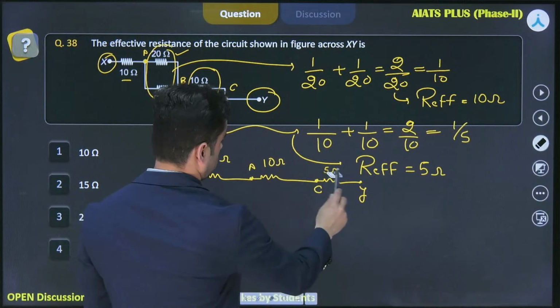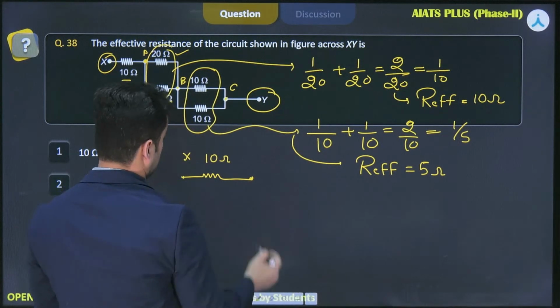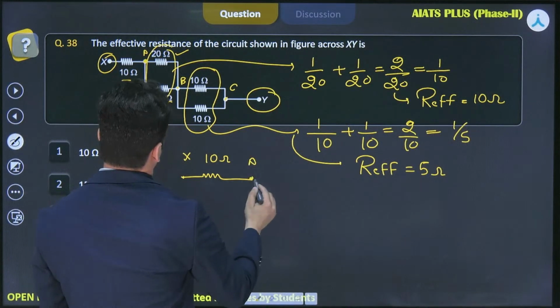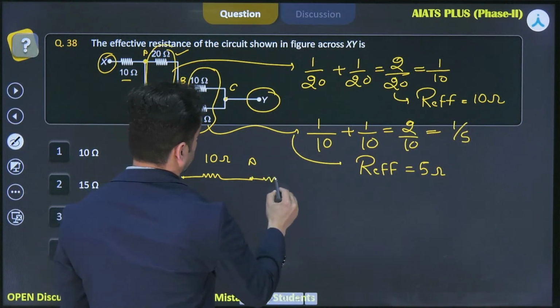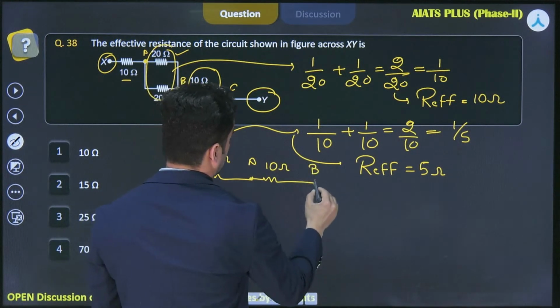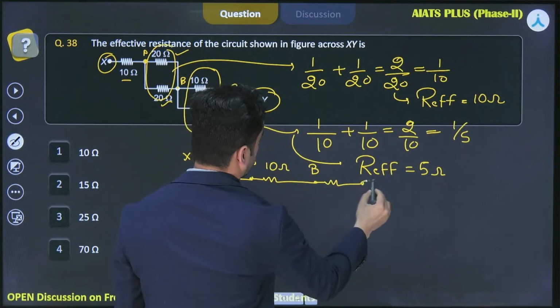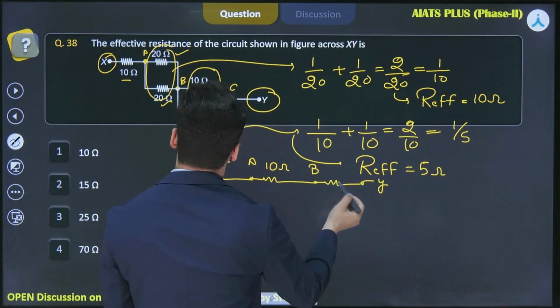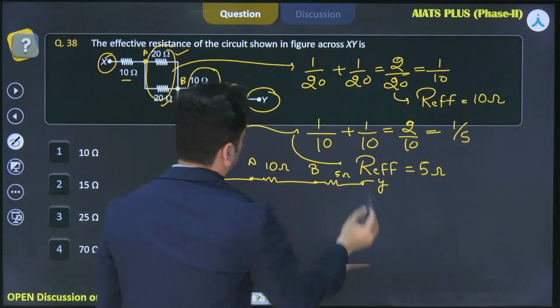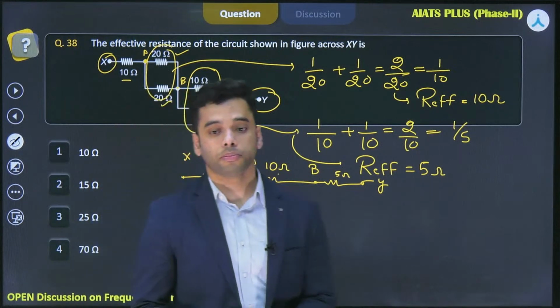So let me redraw this again. So this is X. This point is A. Between A and B, you have 10 ohm. This is your point B. And between B and C, or Y, you name it as Y only. So this is 10 and 10, 5 ohm. So you have 10 ohm, 10 ohm, and 5 ohm. They are in series combination.